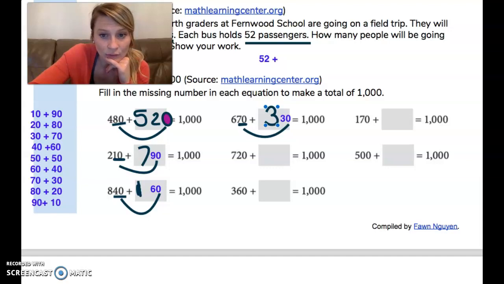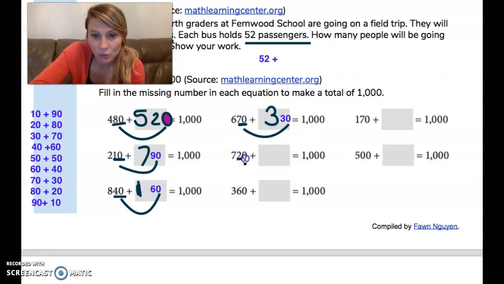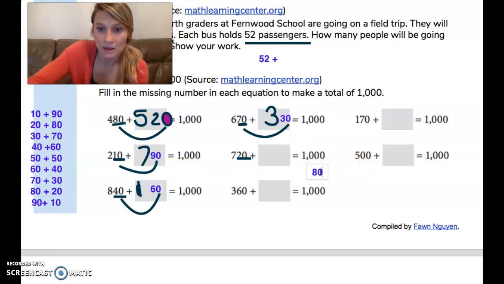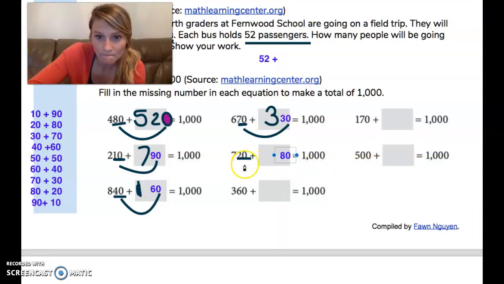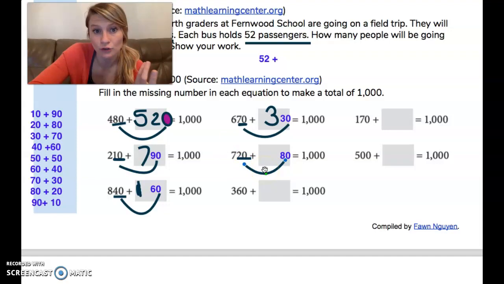So you can see that right there. All right, let's do another one. I'm looking at my 20. 20 plus what gets you 100? 80. Found it. And then 80 plus 20 equals 100 plus 700. So 700 plus 100 is 800, 900, 1,000. I needed 2.